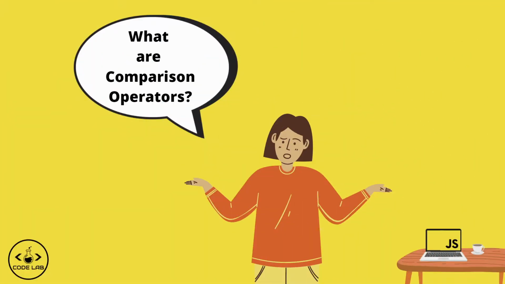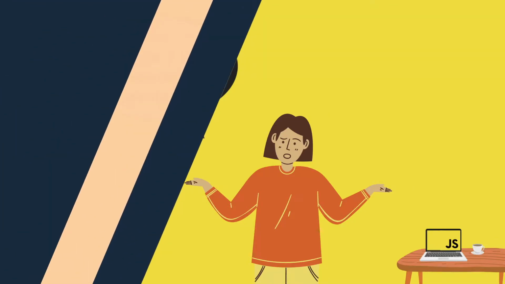So what are comparison operators? Well, comparison operators compare two values and give back a Boolean value, either true or false. And you'll typically see comparison operators being used in decision making or in loops. So let's dive into VS Code and look at the different types of comparison operators.